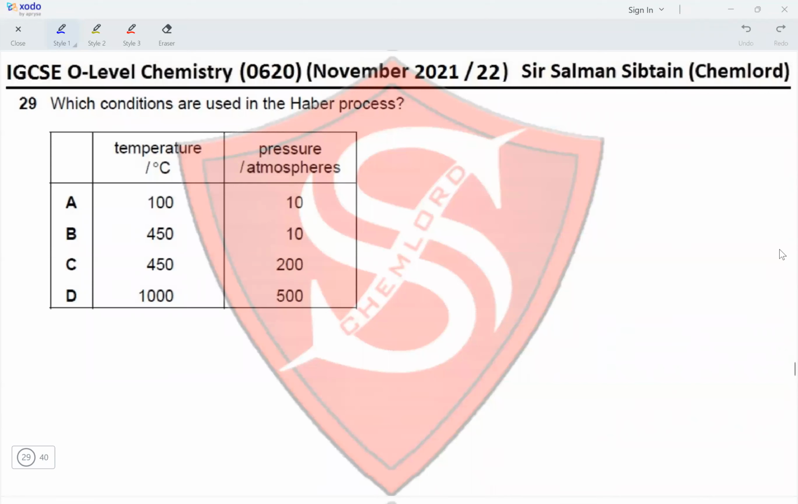Question 29. Which conditions are used in the Haber process? A temperature of 450 to 500 degrees Celsius is used, eliminating options A and D. And a pressure of 200 atmospheres is used, eliminating option B, making option C the correct option for this question.